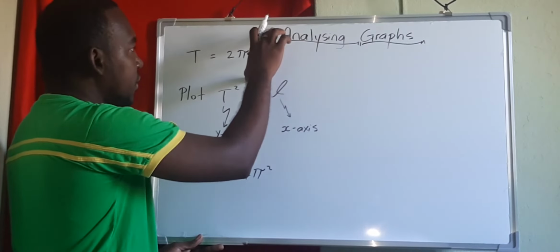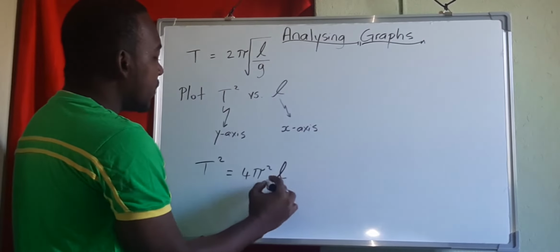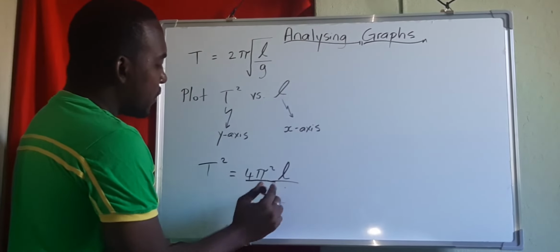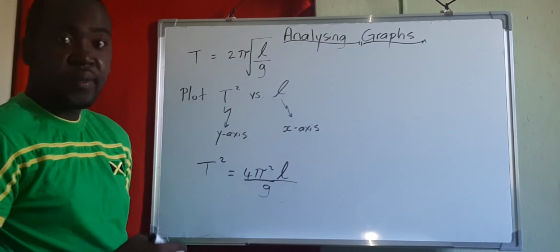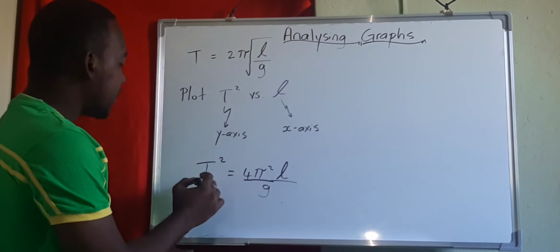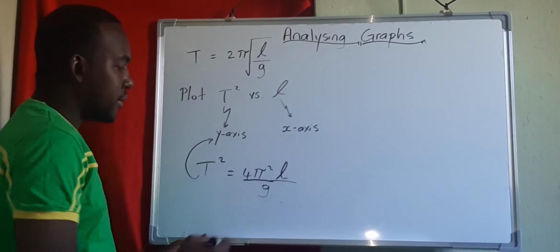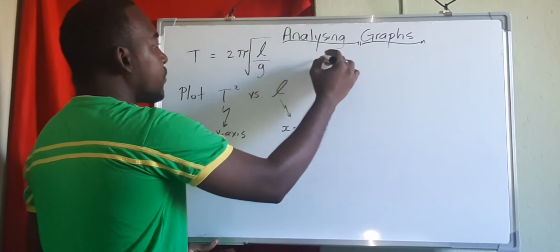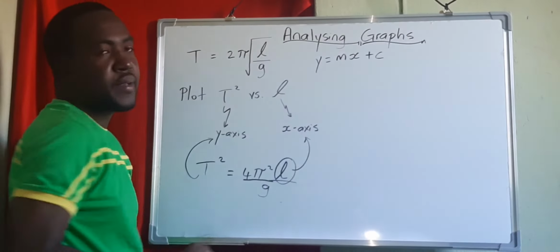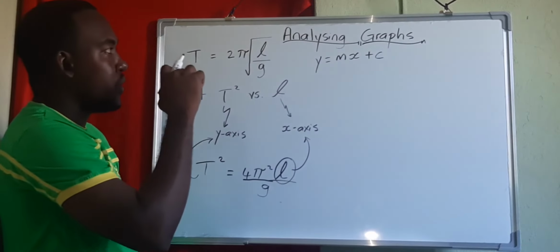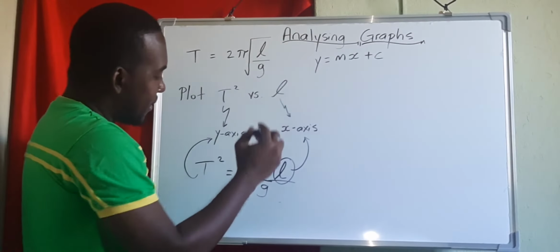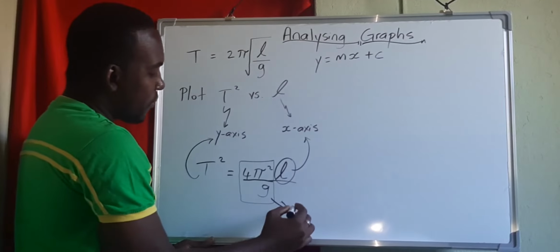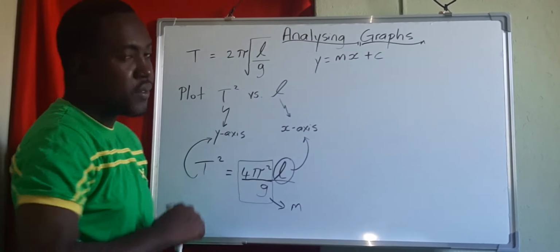We square this, the square root sign, so we get rid of the square root. So we get this, right? So now we have it in the form, because t squared now is our y-axis, L here is our x-axis. And remember, from y equals mx plus c, we have y and x, so that means whatever is multiplied by x is our gradient. So in this case, our gradient value would be 4 pi squared over g.